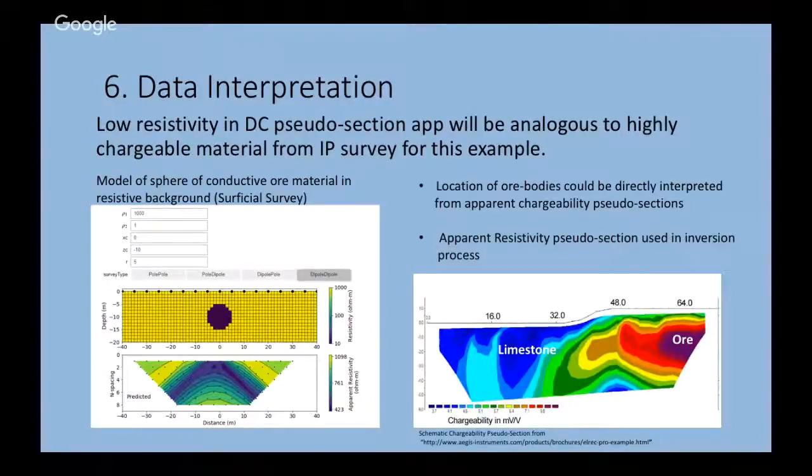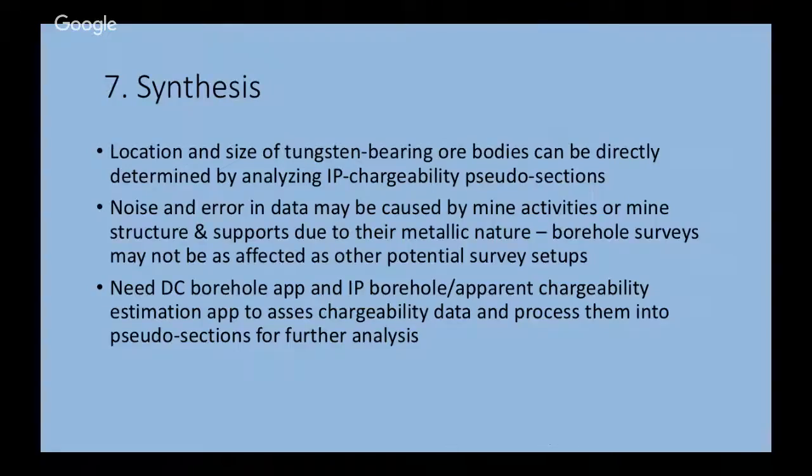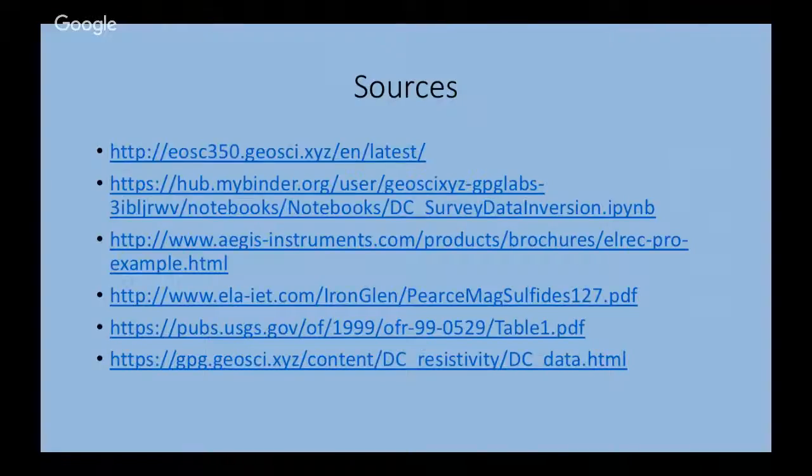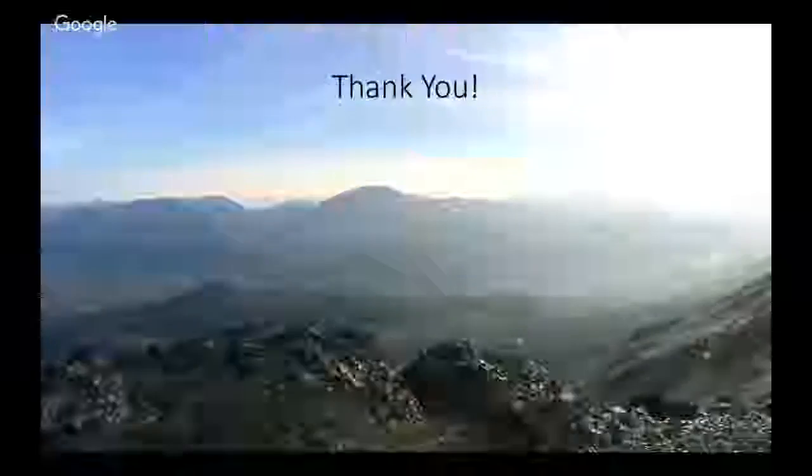The types of data we'd be expecting would be very similar to what we can get on the app right now. This is an example of a highly conductive ore body and a really resistant background, just showing a basic profile. And then similarly, the chargeability data we'd be looking for would be like this from an app. In synthesis, we can use geophysics to locate ore bodies underground using DC and IP, and hopefully the noise won't be too much. And we need to make a new app for this, but I know you guys are up to it. There's some lovely sources. Thank you very much.